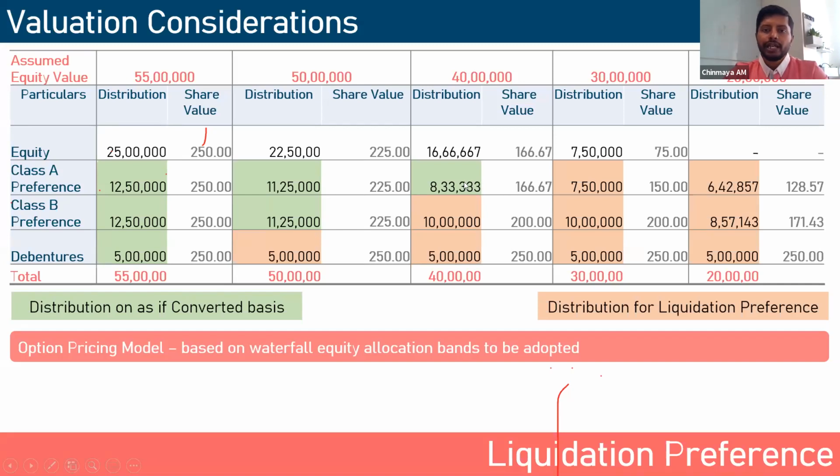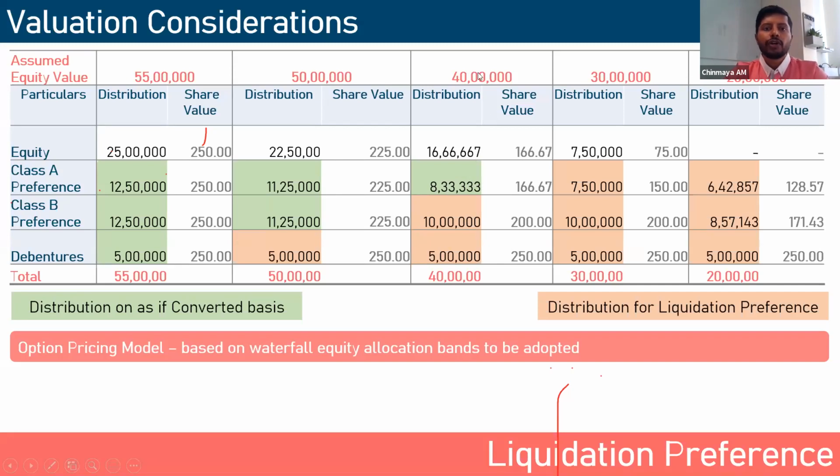So in this case, only Class A is converted because it is more than 150, which is its threshold. After that, once he converts and gets his money, the balance left over goes to the equity shareholders, who are at the same valuation as the preference. So all the greens are converted, and all the burgundy are not converted.